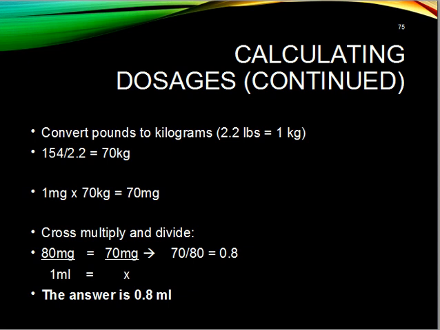Cross multiply and divide. 80 milligrams over 1 and 70 milligrams over X. 70 divided by 80 equals 0.8. Answer is 0.8 mLs. That'll conclude part 1.